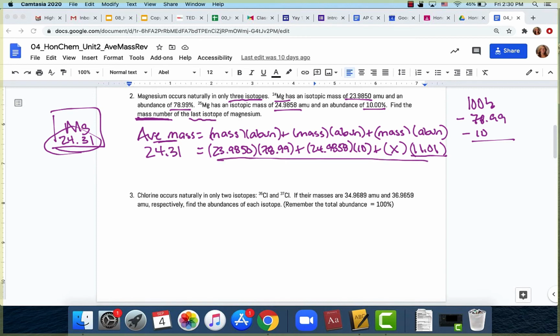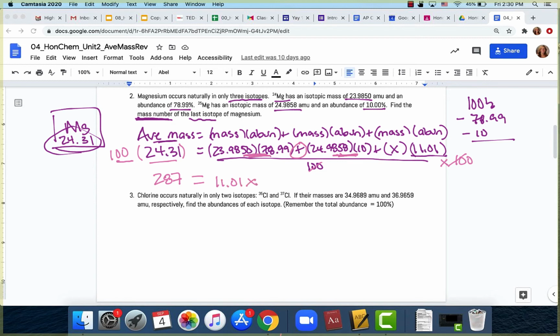And then all of this gets divided by 100. So what we're going to do here is multiply both sides by 100, and that gets rid of this. Then I'm going to multiply these together, add them, and subtract them from both sides after I multiply the 100 times the 24.31. So then I'm left with 287 equals 11.01 times X.